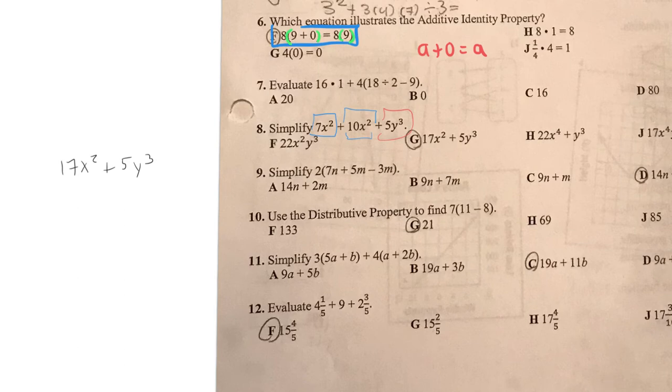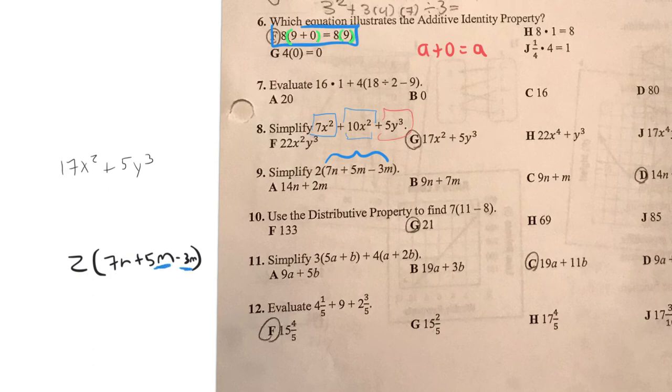Next, problem number 9. Well, you have parentheses, and honestly, you could simplify this first, actually, of 2 times (7m plus 5m minus 3m).